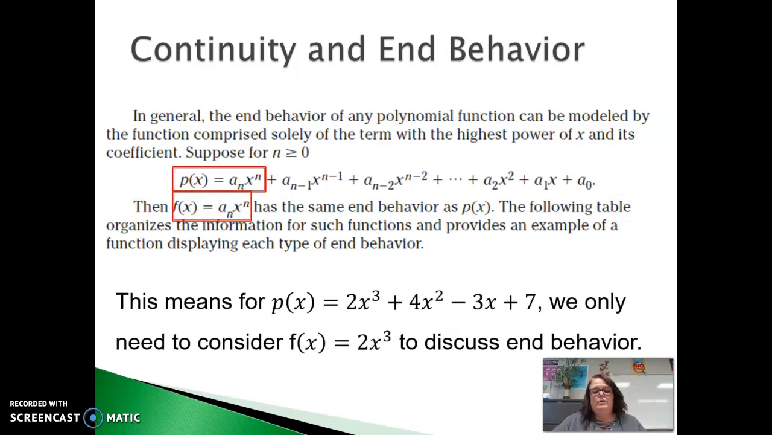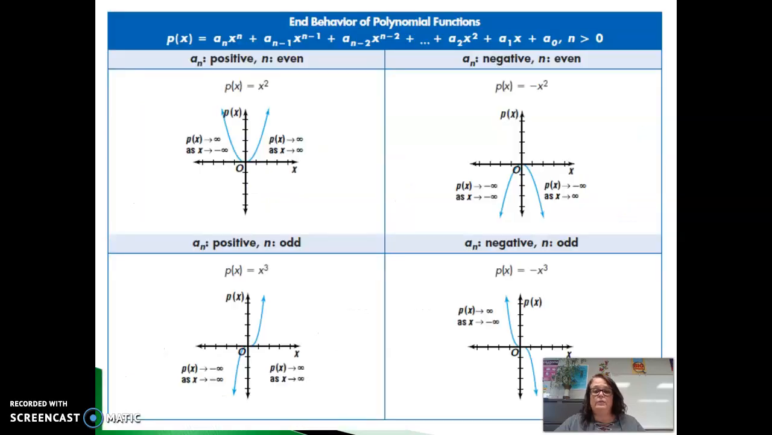So what it means, for example, if I have this function that's kind of crazy, we only have to look at 2x cubed to discuss the end behavior. Okay, so we've learned a little bit of this in Algebra 2. Hopefully you learned there's an even dance where you either end up pointing up or pointing down. And then there's an odd dance that's more like disco, where one side's pointing up and one side is pointing down. So what we have figured out is the right side is always based upon that coefficient.